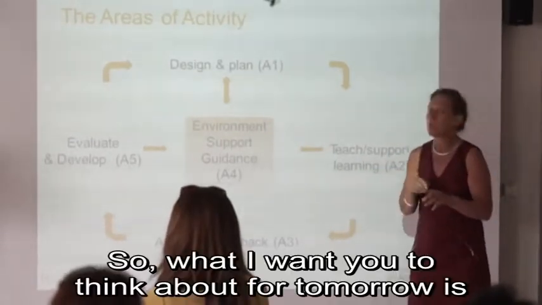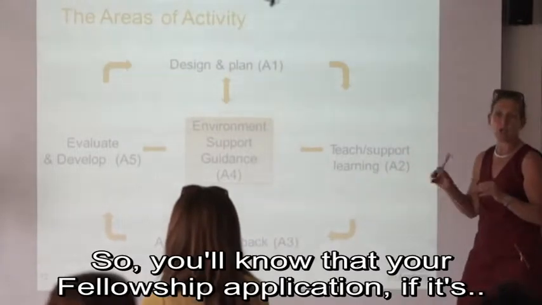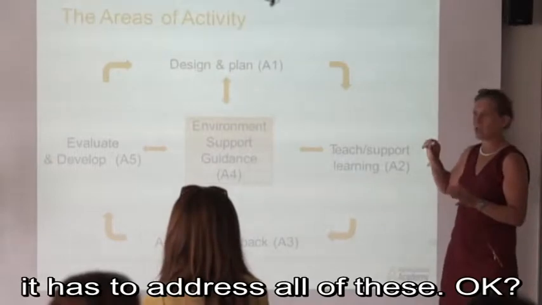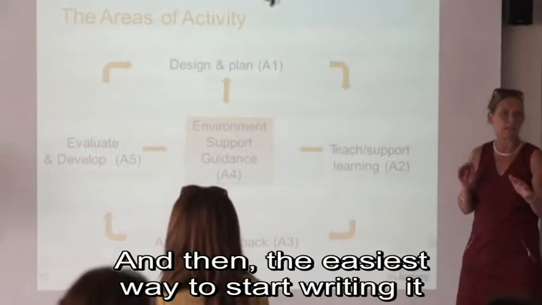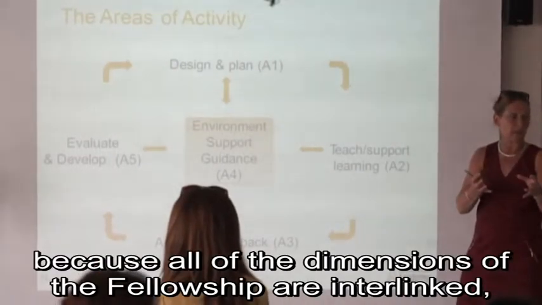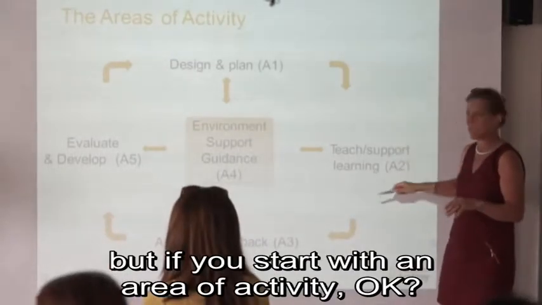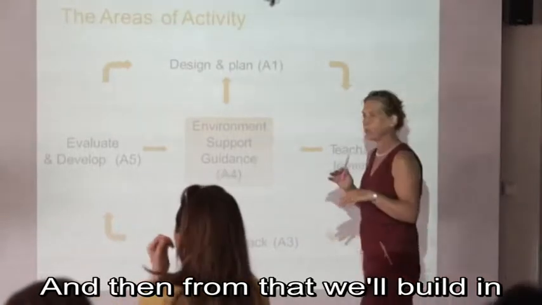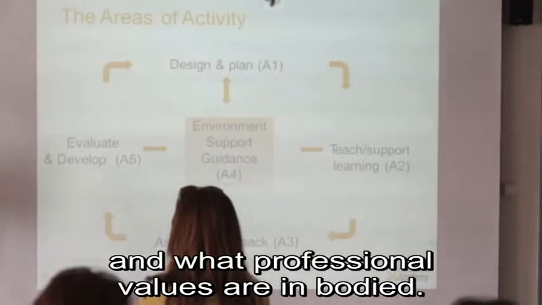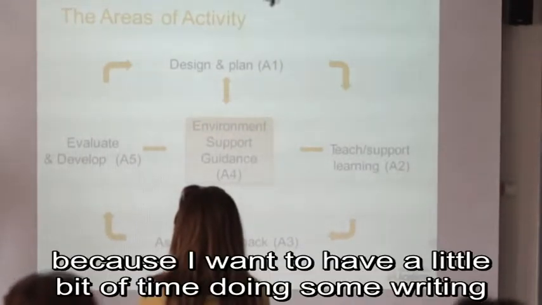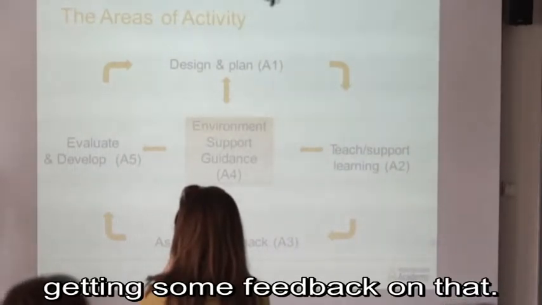All right. So what I want you to think about tomorrow is one of these areas of activity. You'll know that your fellowship application has to address all of these, and the easiest way to start writing it, because all of the dimensions of the fellowship are interlinked, is to start with an area of activity, and from that we'll build in what core knowledge you need to do that activity and what professional values are embodied. So have a think about that, because I want to have a little bit of time doing some writing and perhaps getting some feedback on that.